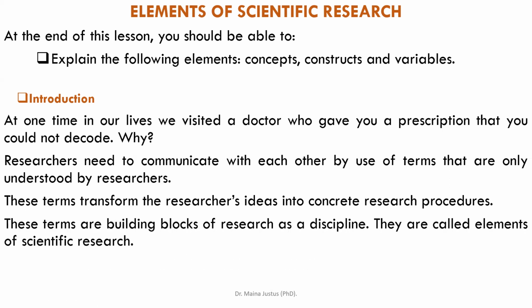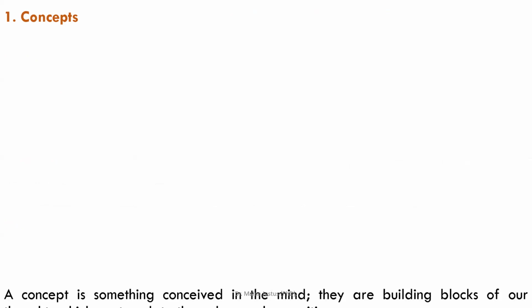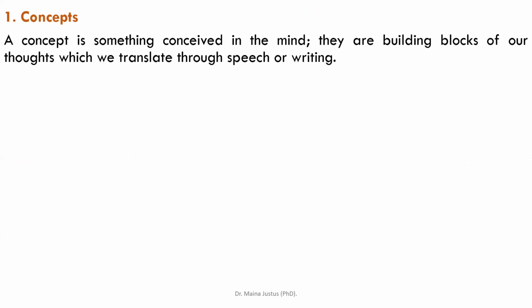So these special terms that we have here are the building blocks of research, and they are called the elements of scientific research. The first element of scientific research is what we call the concept. A concept is an idea formed in the mind. It's just an idea that we have in our mind. In simple terms, a concept is something that you think about.